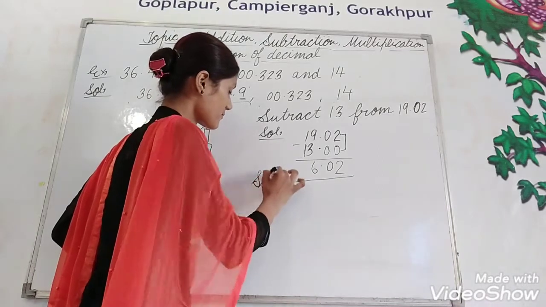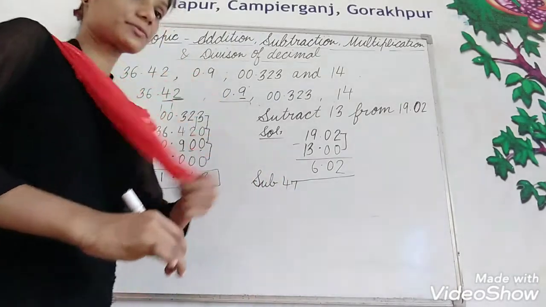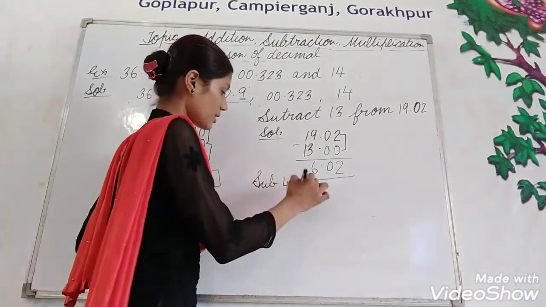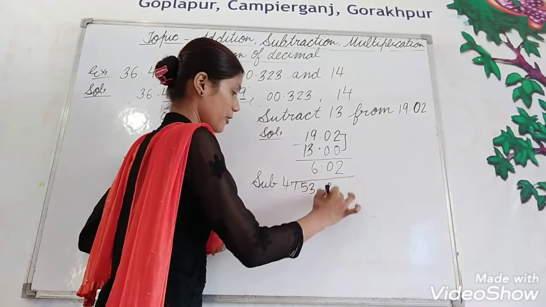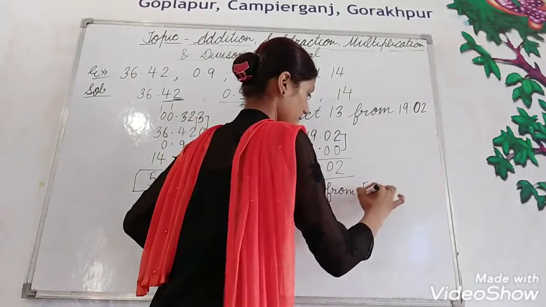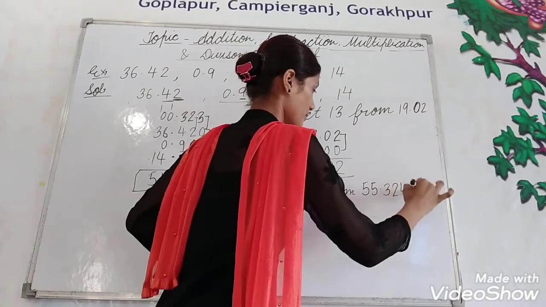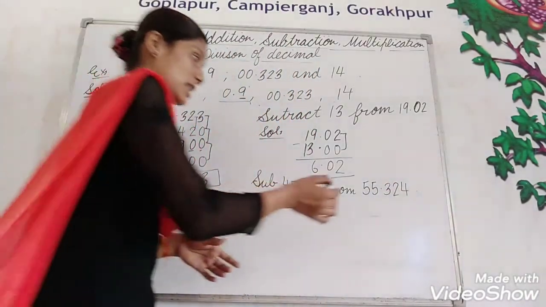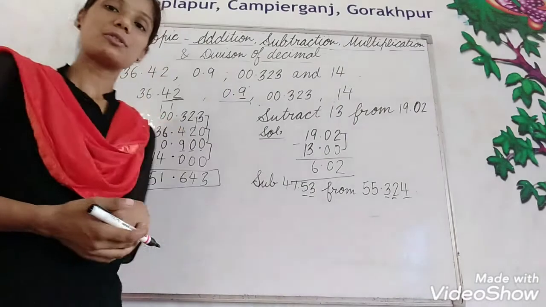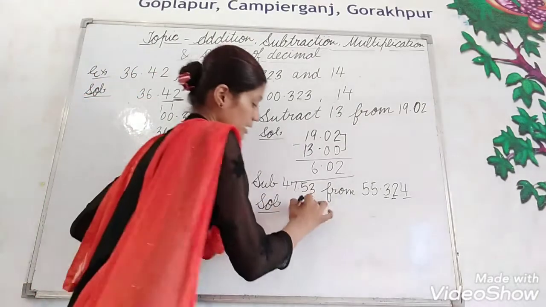Subtract 47.53 from 55.324. So we check here: after the decimal, how many digits are given? 1, 2, 3 here, and only 2 here. So first we convert the given numbers into like fractions.